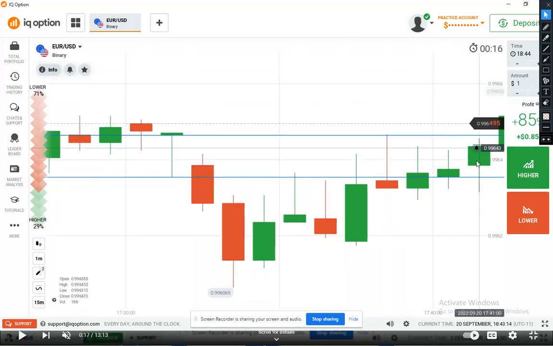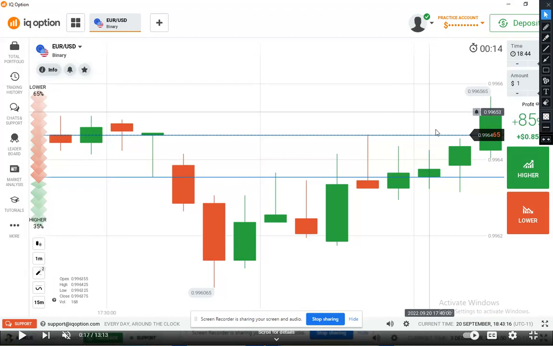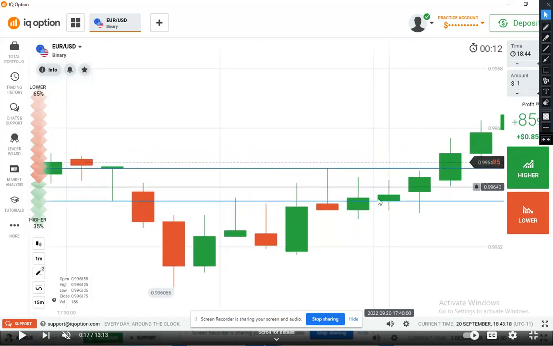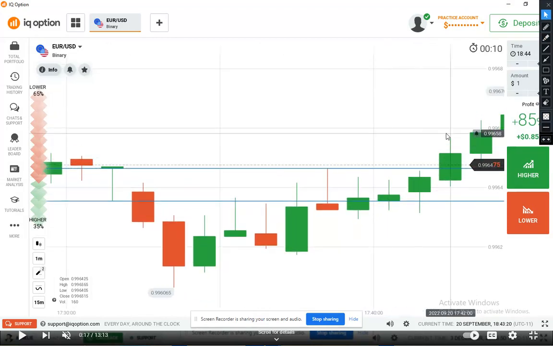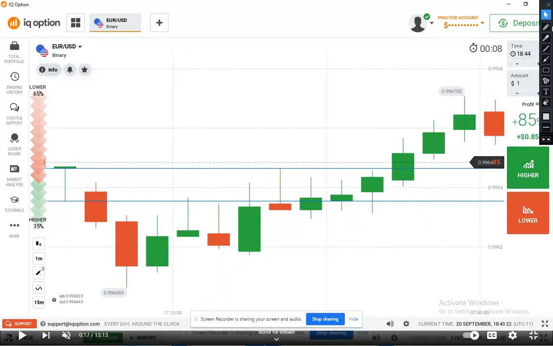Now we have rejection, but the market still did not reverse because we see some buyers movement breaking the level. Now what we need is for the price to come back to this zone, then look for rejection and place your trade on the upside.